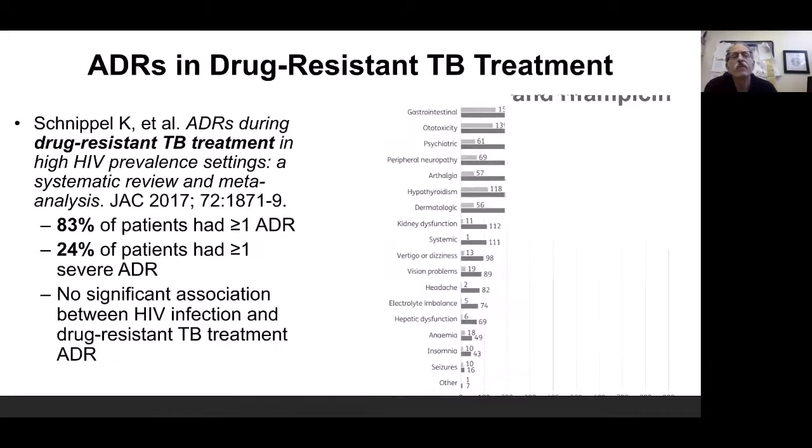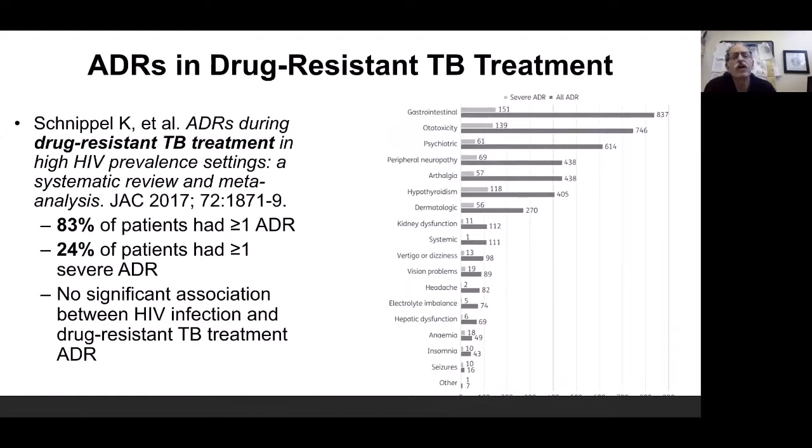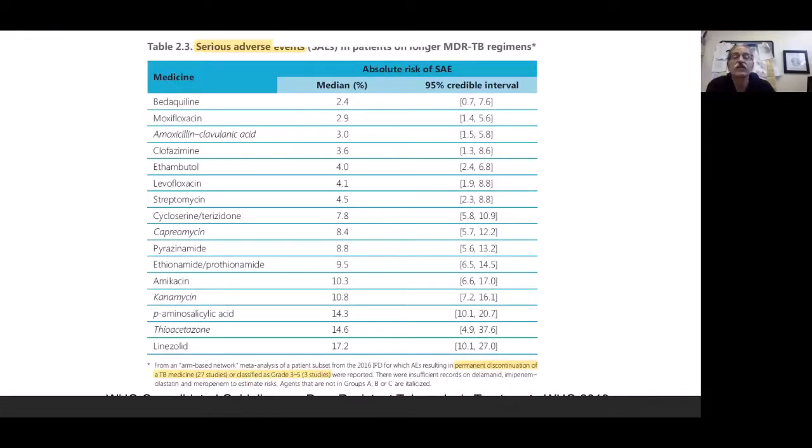Now, I'm not going to focus on treatment of multi-drug resistant disease, but you can see that if we think that adverse drug reactions are common in susceptible disease, it's much, much more common with multi-drug resistant disease. And in this one study that was published, 83% of patients had more than one adverse drug reaction while on treatment for multi-drug resistant disease. And you can see that for all the different drugs that are listed here, that rate is highly variable, as high as 10 to 15% for some of the more toxic medications.